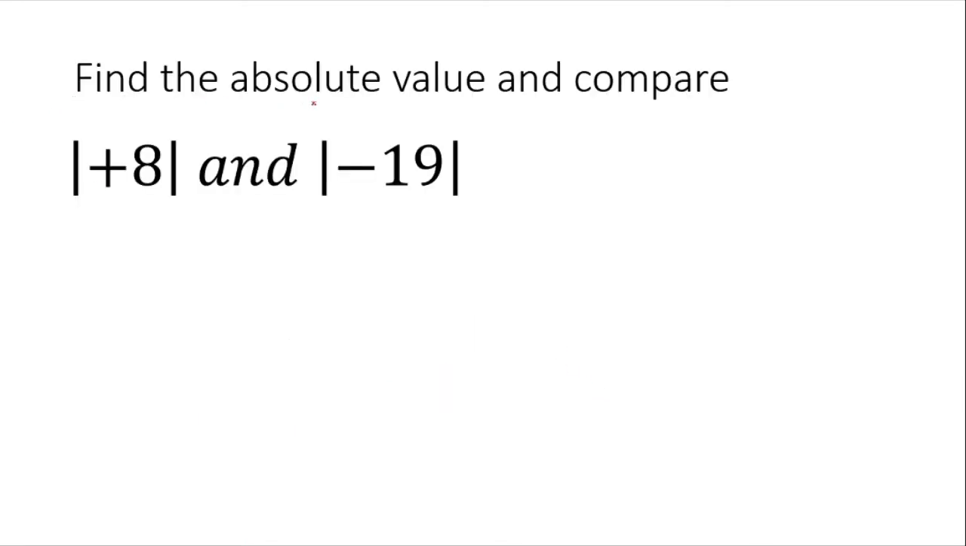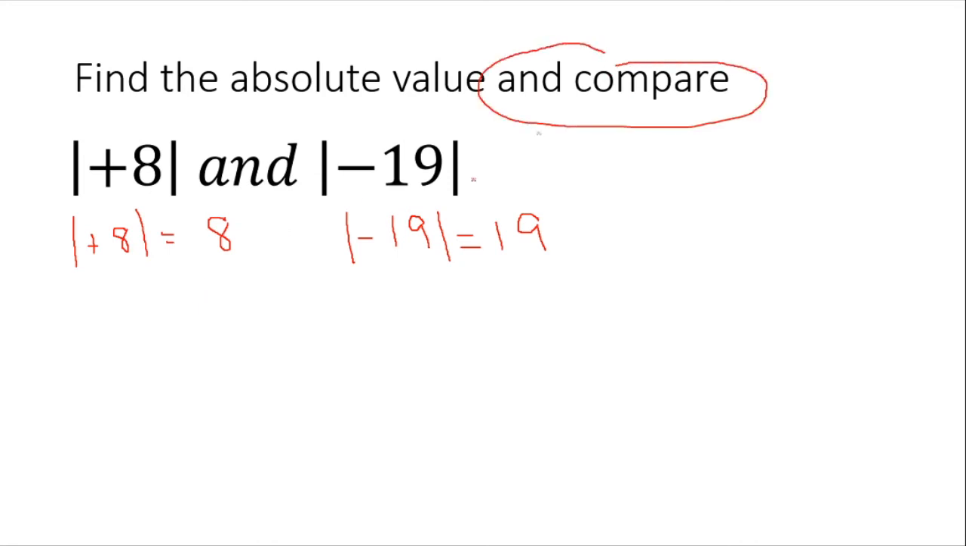Alright, so moving on. Find the absolute value and compare. So, the absolute value of positive 8 is 8. And the absolute value of negative 19 is 19. Ibig sabihin, walang negative na equivalent kapag absolute value. Lahat yan positive. So, ibig sabihin, i-compare natin.